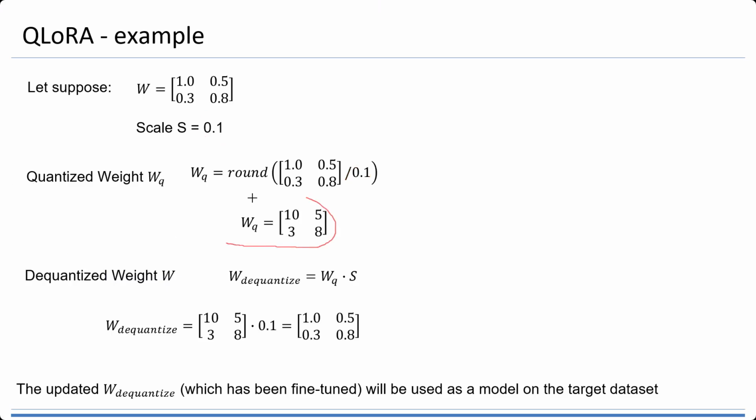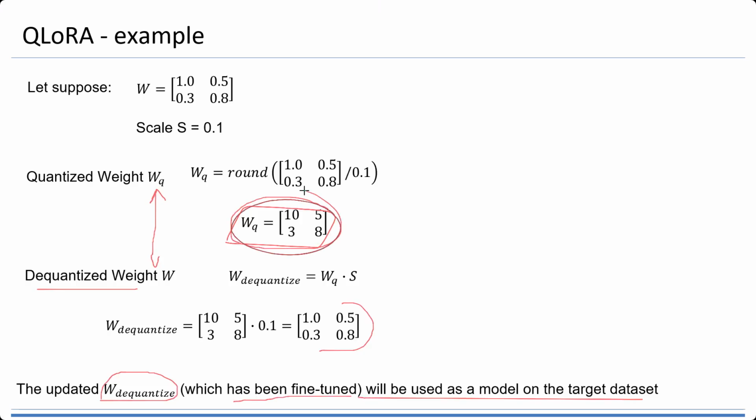After we quantize this one, we can do the dequantize, and we can update the dequantized value, which has been fine-tuned for the next target dataset. So this is just an example. Actually, in between this one, there is another kind of process in order to find what is the best weight parameters in order to get the proper weight or the updated weight.